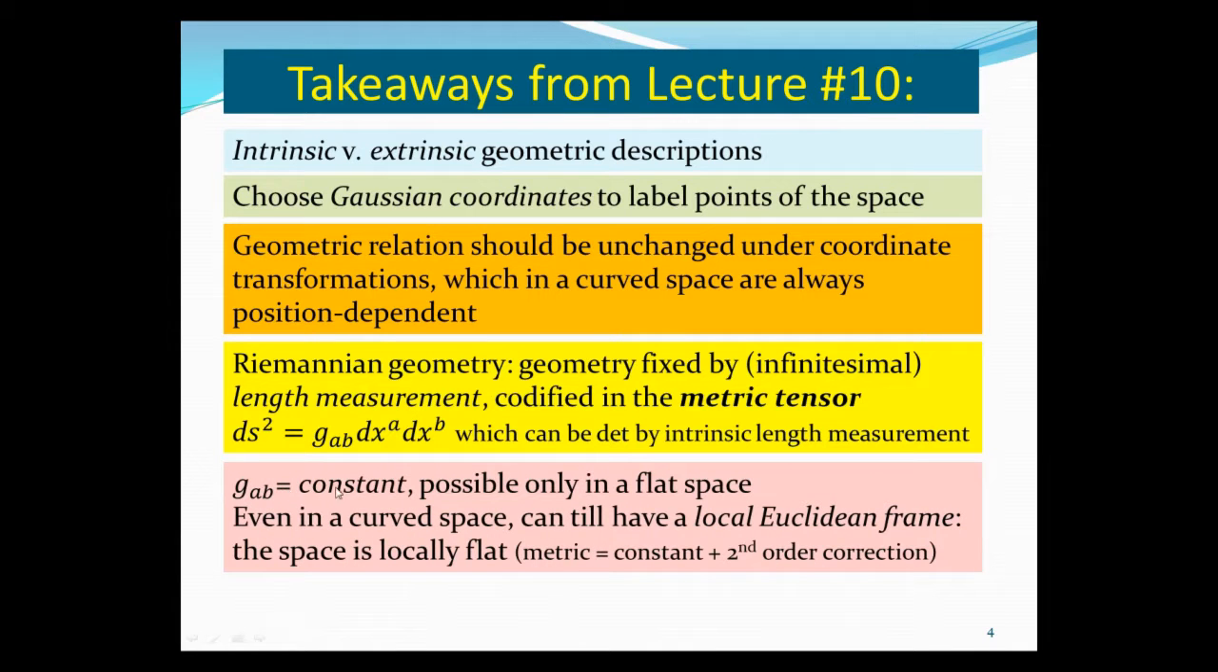Now, the fact is you can have a constant metric only in a flat space, but in a curved space, you can have only a local Euclidean frame. So the space is locally flat because its metric is a constant up to a second order correction. The second order correction turns out to be the curvature of the space.